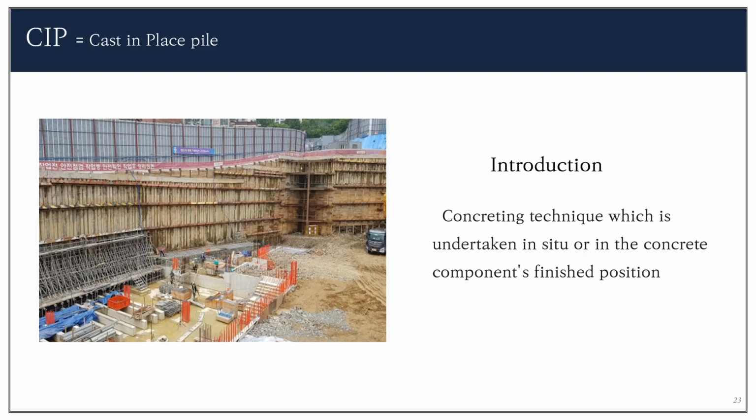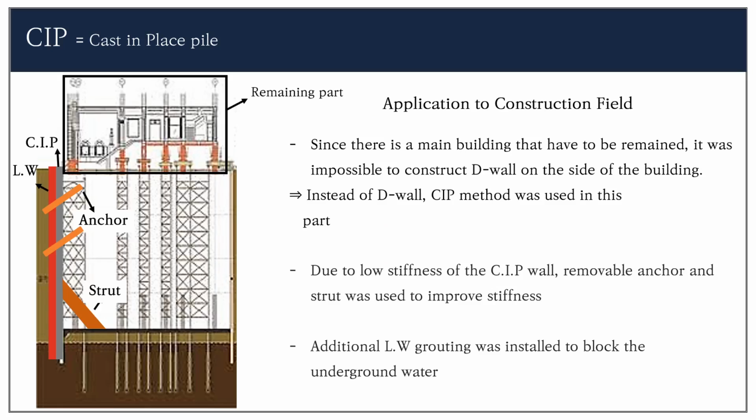And the CIP method was used. CIP method is the concreting technique which is undertaken in site or in the concrete component's finished position. Since there is a main building that has to be remained, it was impossible to construct D-wall on the side of the building. So instead of D-wall, CIP method was used in this part.